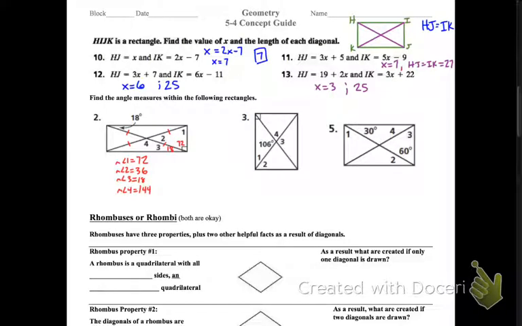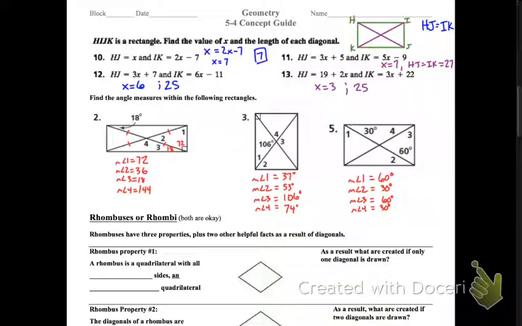All right, pause it again. See what you can do on numbers 3 and 5. Did you get these angle measures and these angle measures? If not, be ready to talk about it.